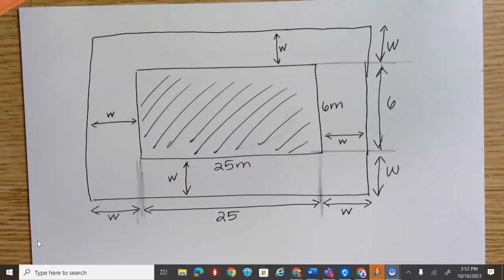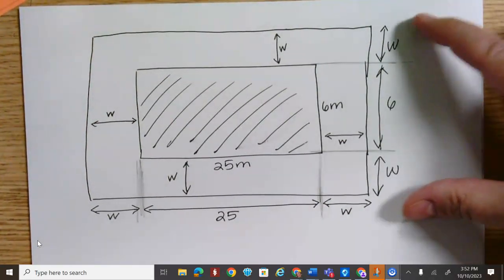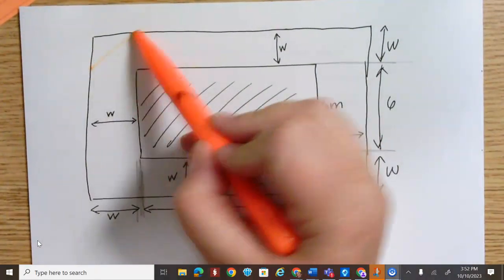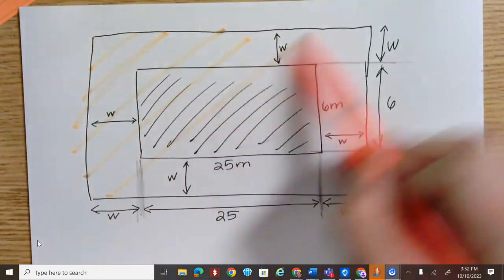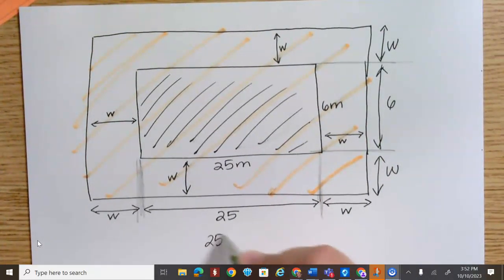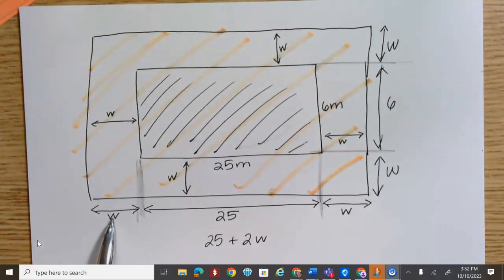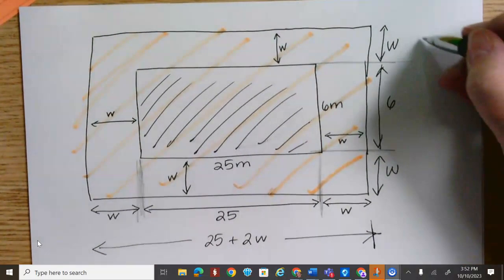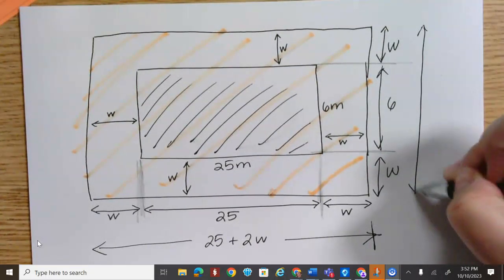Sorry about that. I thought I paused and apparently not. Anyway, the area of the whole thing is this distance here by this distance here. When I say the whole thing, I mean the outer rectangle, that whole outer rectangle. So this distance here is 25 plus 2W. So that's the entire distance here. And this distance is 6 plus 2W.